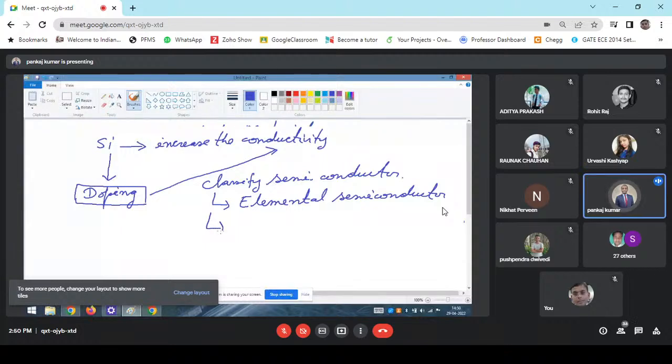And another one is the compound semiconductor.